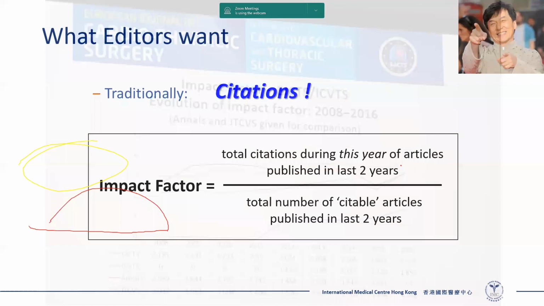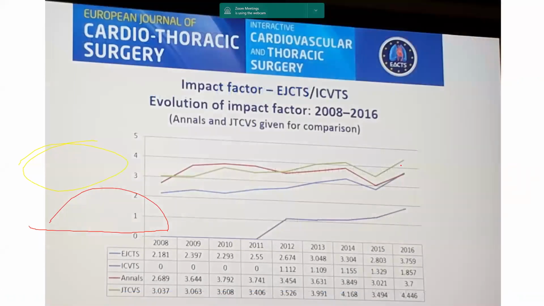Now, how does this affect things? Impact factor, as we said, is the key to how journals compare themselves to each other. This is from an annual meeting of the EJCTS editorial board. It's open knowledge, so I can display it to you. Every year at our editors' meeting, we compare ourselves to the other competitor journals, for example, Annals and JTCVS.